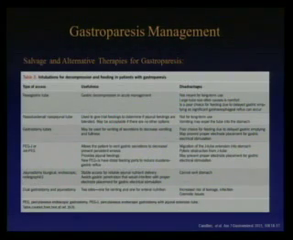Unfortunately, a lot of patients, despite optimization of their glycemic control, aggressive medication therapy with metoclopramide or erythromycin, have refractory symptoms, and these patients are very difficult to treat and keep out of the hospital. And so there are some salvage and alternative therapies that have been employed. There have been no large randomized controlled trials on any of these therapies, but this just gives a brief overview of some of the things that have been performed.